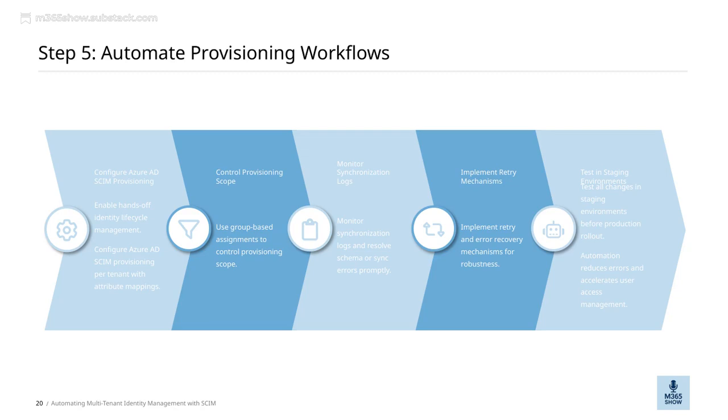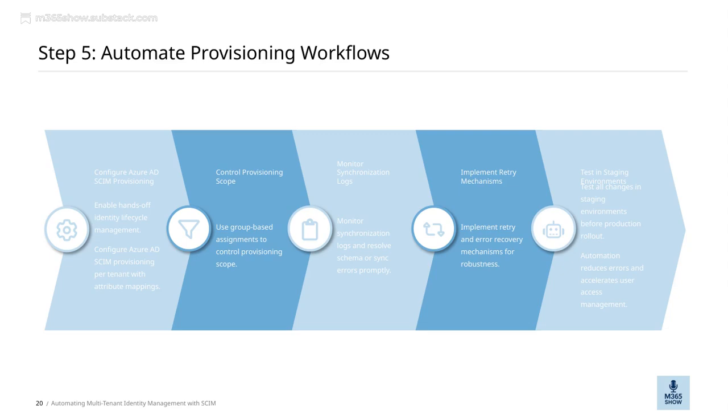Automate provisioning workflows, focusing on automating multi-tenant identity management with SCIM. First, it's crucial to test all changes in staging environments before rolling out to production. This helps catch any issues early and ensures a smooth deployment. Automation can significantly reduce errors and speed up user access management, making the process more reliable and efficient.